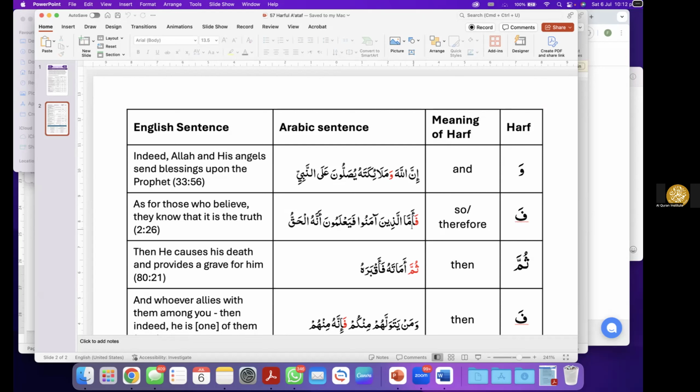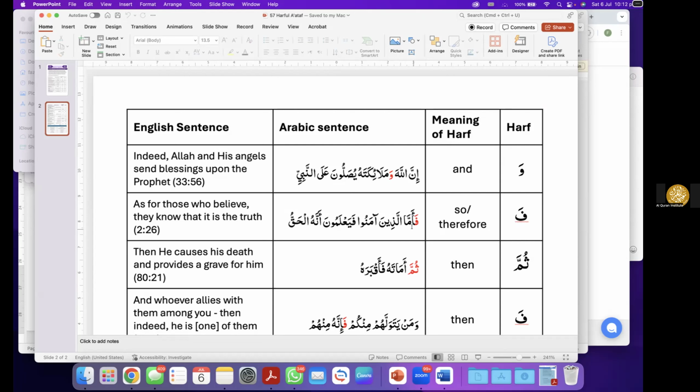But fa could be also used in this context as a beginner of the sentence, and it has got a different name. Does anyone know that name? If it starts a new sentence, not connected, without any connection. Presumption. Presumption means new start. This is also another use.